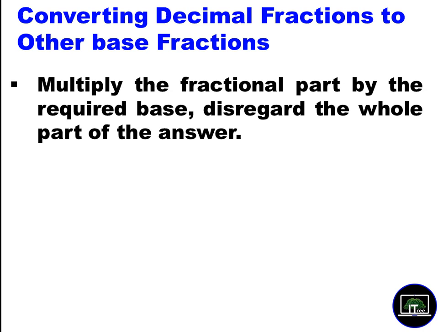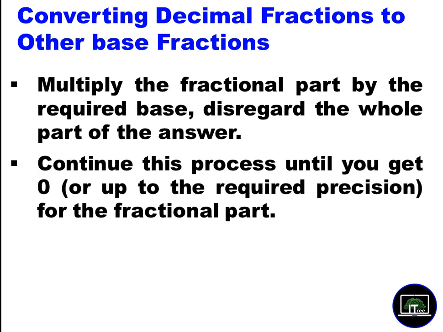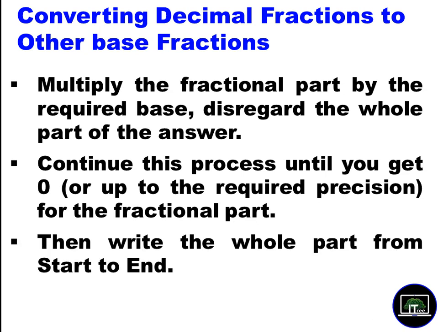Then while you are multiplying, you disregard the whole part of the answer. You forget about the whole part of the answer. Then you multiply the remaining values until you get 0 or to the required precision. Finally, you write the whole parts from start to end as they are. You multiply by the required base, forget about the whole part you are getting, and continue this process.